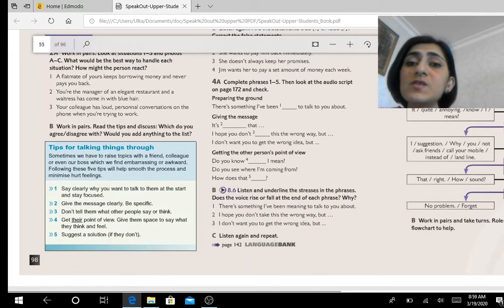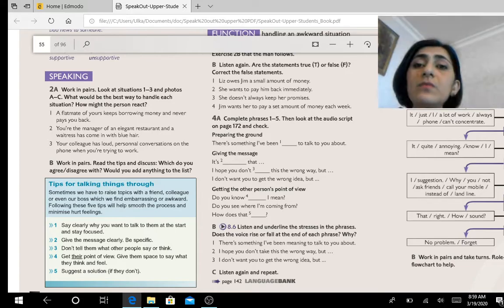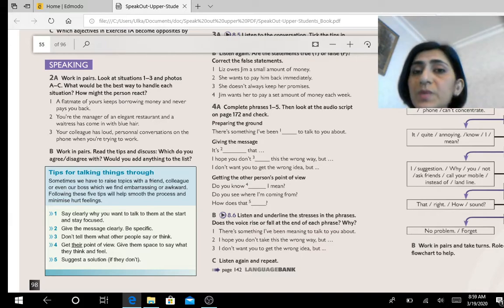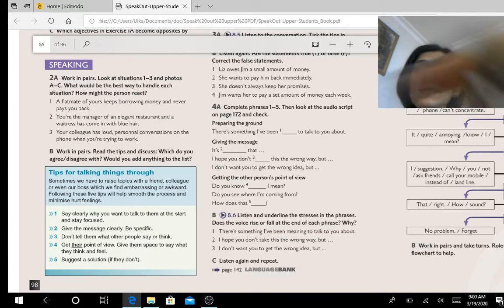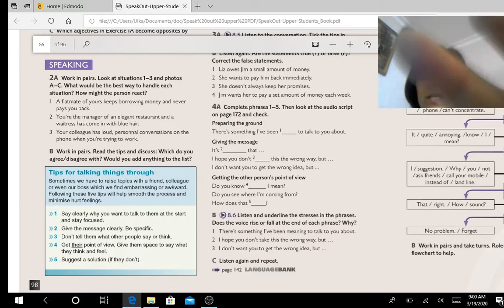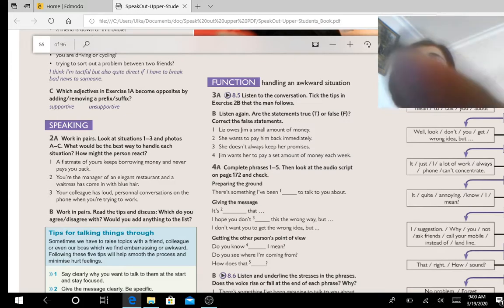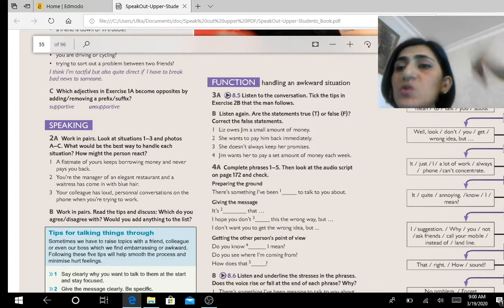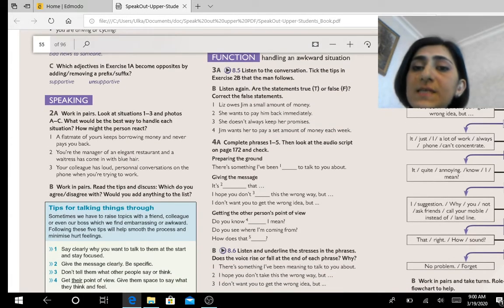For this, you have to look at the right column. Here you see in exercise 2B, we have some tips for talking things through. So you have 5 tips, and following this listening, you have to tick the ones that the man followed in the listening. So you listen carefully and try to find this from the list, okay?